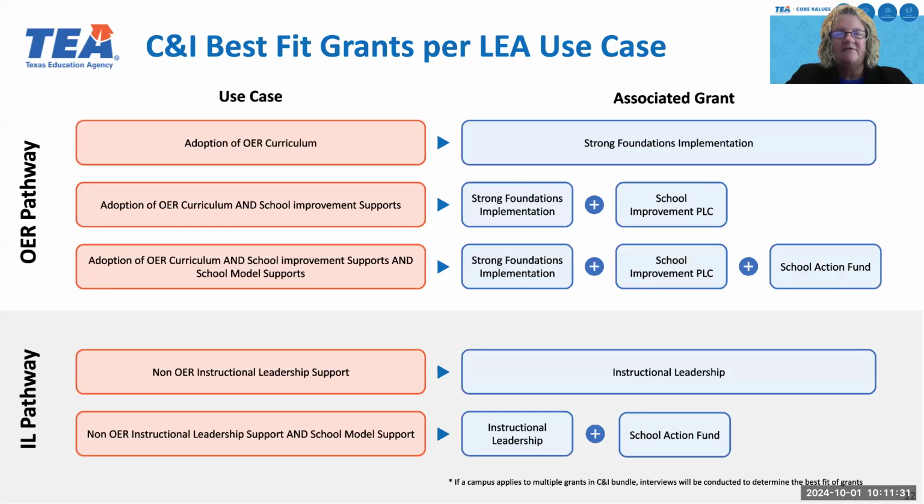Noted again, if an LEA decides to apply to multiple grants in the C&I bundle, interviews will be conducted to determine the best fit of grants and also to eliminate any redundant supports. If you're choosing the non-OER instructional support and you're a federally identified campus and Title I funded, then you will look at the instructional leadership pathway. This gives you all the supports that you need in 3 different choices of packages. If you are looking for the non-OER instructional leadership support and school model support, then you can apply for the instructional leadership and School Action Fund. Again, interviews will be conducted to determine the best fit of grants and that the supports are meaningful for you.